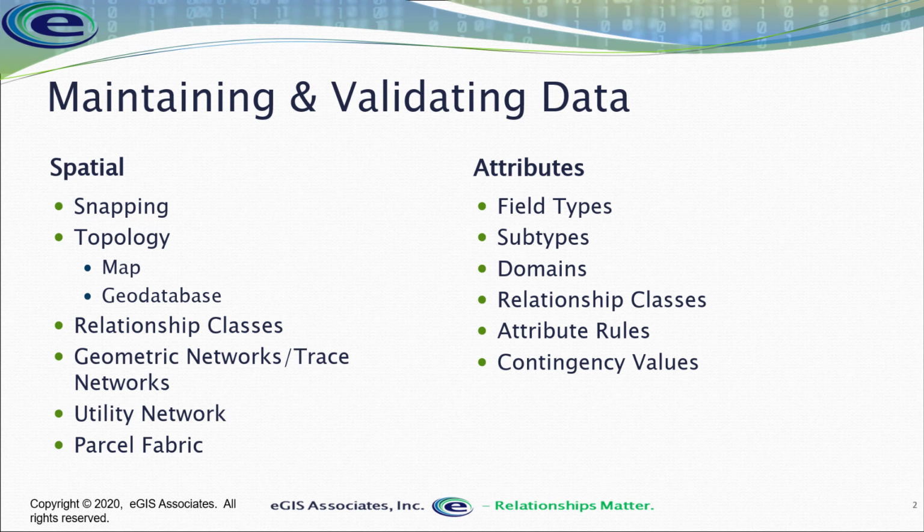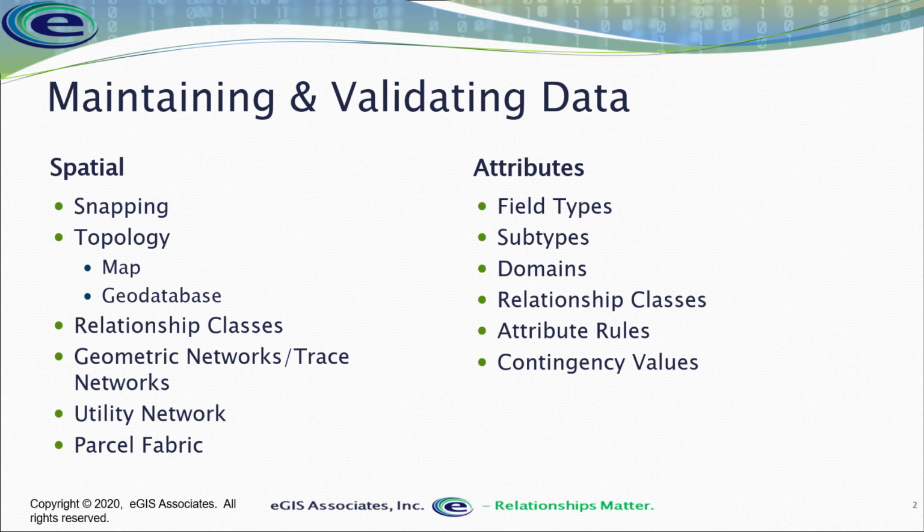And there are a lot of different tools within ArcGIS that support data validation, data quality, whatever you want to call it. If we're looking at the spatial side, we have snapping, right? So as you're editing data, actually snapping features together to make sure they're connected. We've got topology, that modeling of spatial relationships between features. Are they connected, adjacent, coincident, and so on? We can use that in ArcGIS, whether it's a map topology or geodatabase topology. We can set up relationship classes in the database so that this feature is connected to this feature. So if I move one, another one moves with it.